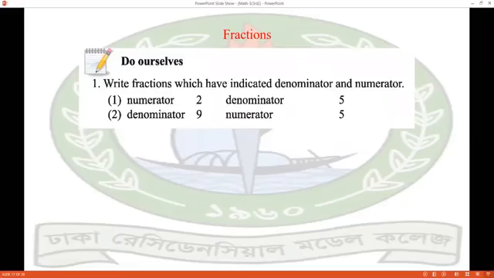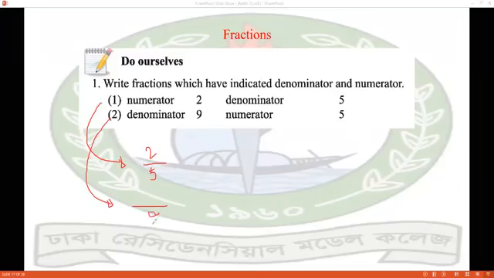Write the fractions which are indicated by the denominator and numerator. It is very much easy. Number 1, numerator 2 and denominator 5. We know that the numerator is in the upper line of the fraction line and the denominator is down of the fraction line. So we have to write 2 in the upper level and 5 in the lower level, just below the fraction line. And in number 2, the denominator is 9, so it will go under the line, and the numerator will be 5. So in this way we can write the fraction if the denominator and numerator are given.